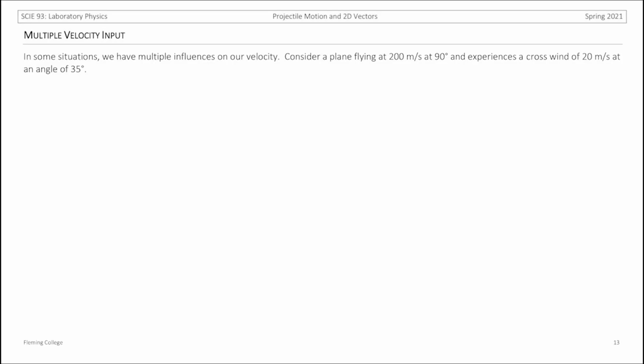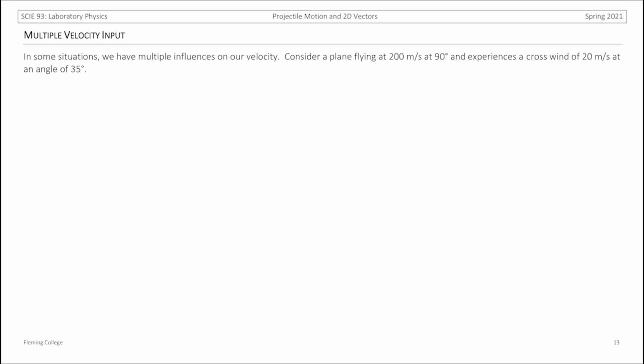Let's look at another example that involves working with vectors. We can often have situations where you have multiple velocity inputs, and then we have to try and combine those velocities. Consider a plane flying at 200 meters per second at a direction of 90 degrees, and it experiences a crosswind of 20 meters per second at an angle of 35 degrees. What's the resultant velocity of this plane?